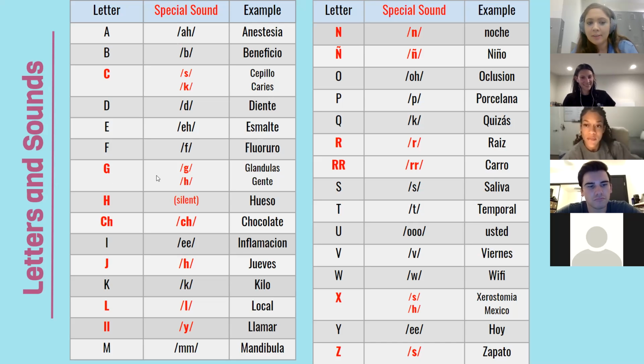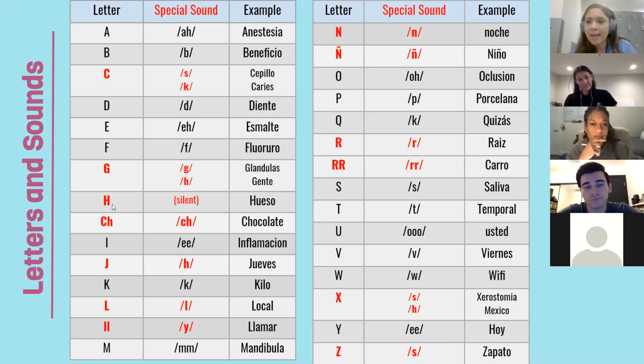Then the G, same as the C. When the G is right next to an E or an I, it sounds like an H. So here an example is gente. Gente, which is people. But when G is with something else besides E and I, it just sounds like a G. Here's an example: glándulas. Glándulas. Perfect. And that's just to say glands.